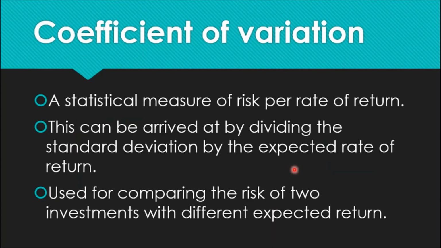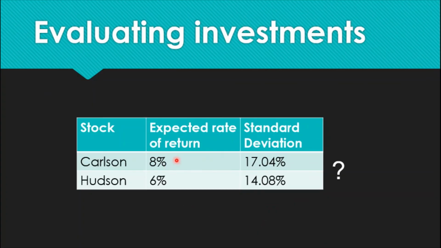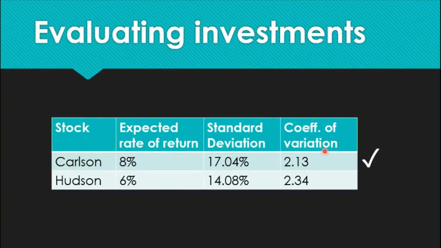To answer that question, let us introduce the concept of the coefficient of variation. The coefficient of variation is a statistical measure of risk per rate of return. So mathematically, this can be arrived at by dividing the standard deviation by the expected rate of return. This is used for comparing the risk of two investments with different expected returns. So as you can see here, Carlson has a higher rate of return, but Hudson has the lower standard deviation. So which is better? Let's calculate the coefficient of variation.